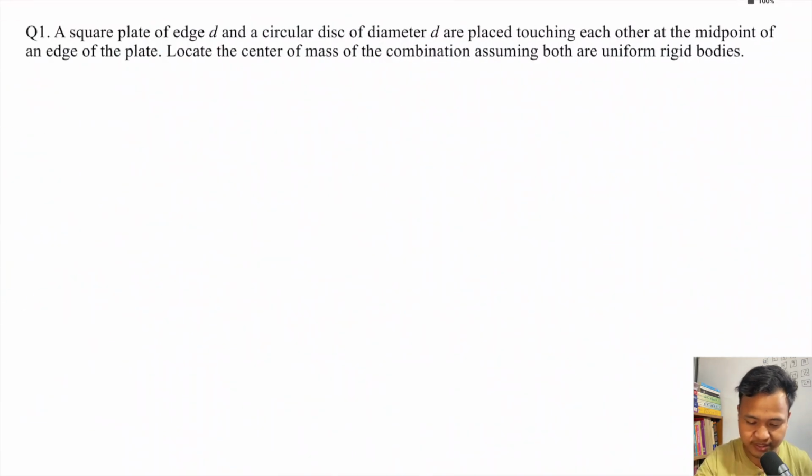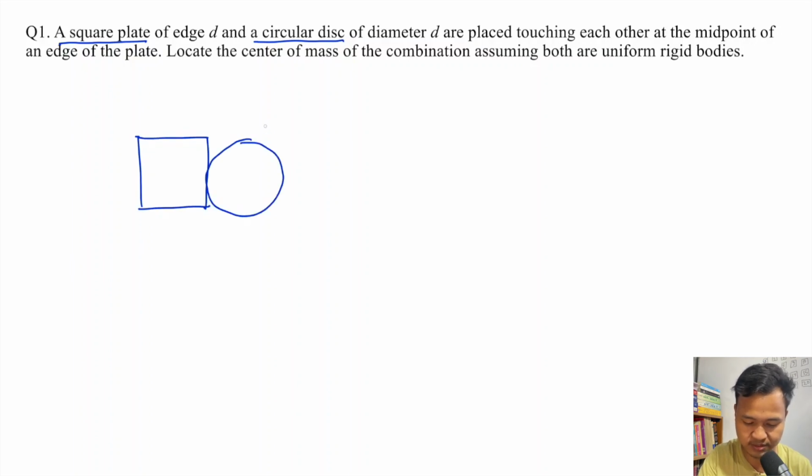Until the question gets solved. So first question: a square plate of side d and a circular disc are given. The circular disc's diameter is equal to the square plate's side. So they are placed touching each other. So you have a square plate and a circular disc. The square plate has side d, and the circle's diameter is also d. So look at the center of mass of the combination.